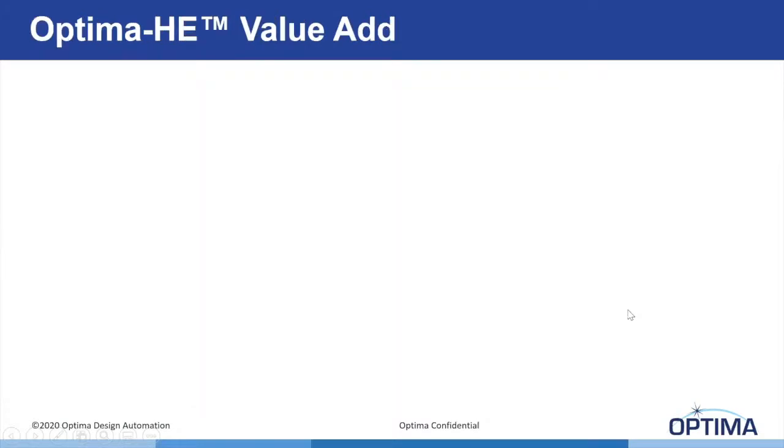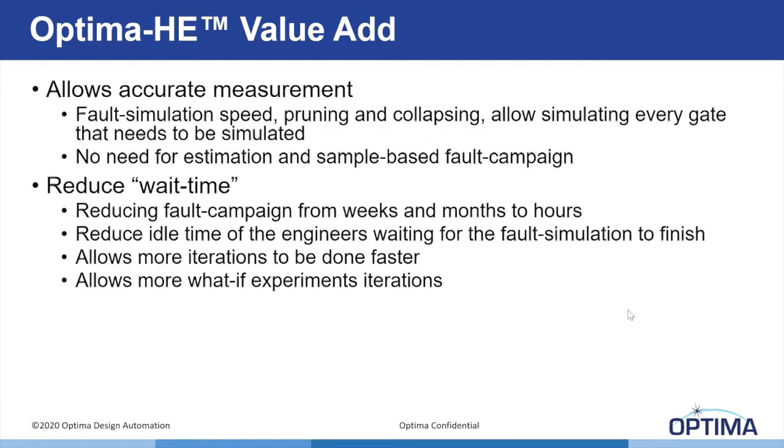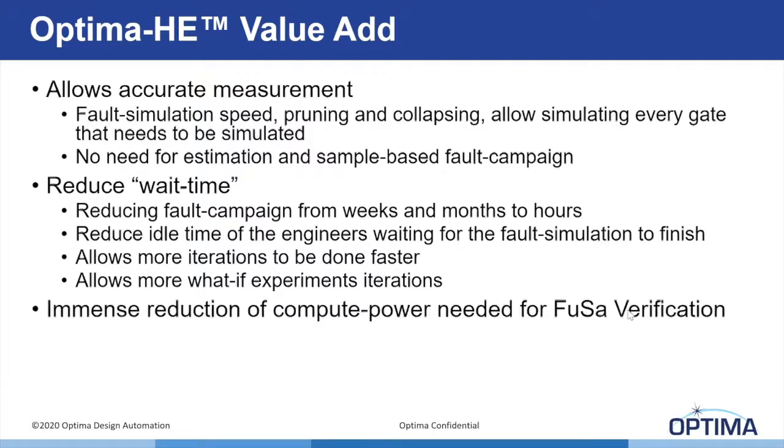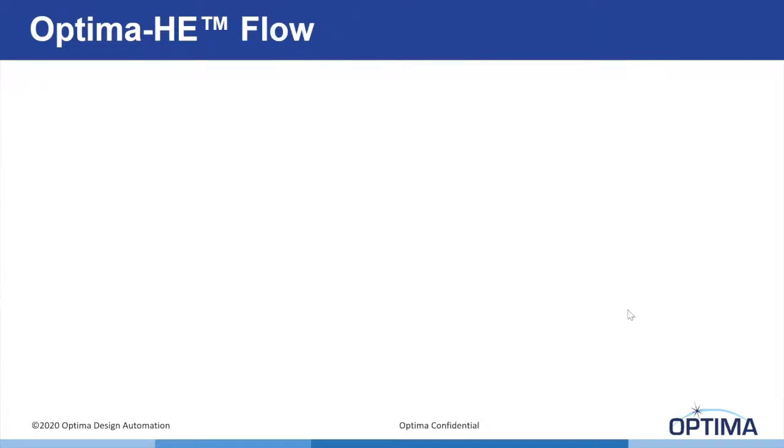What is the value add of Optima HE? It allows accurate measurement. Fault simulation speed is very high with pruning and collapsing. No need to do the sample-based fault campaign. It reduces the wait time. It's an immense reduction of compute power needed for FUSA verification. And FUSA work can start early in the project because Optima HE works on RTL as well. This allows good estimation and effectiveness of your safety mechanism very early in the project cycle.